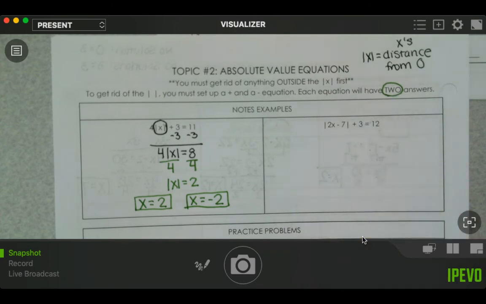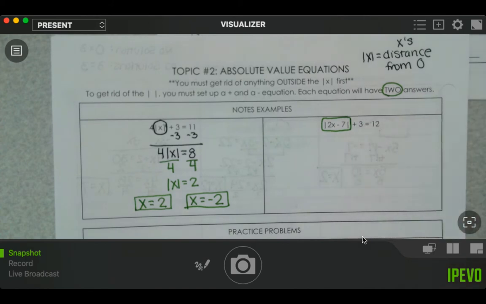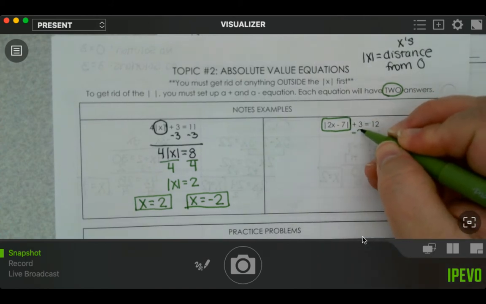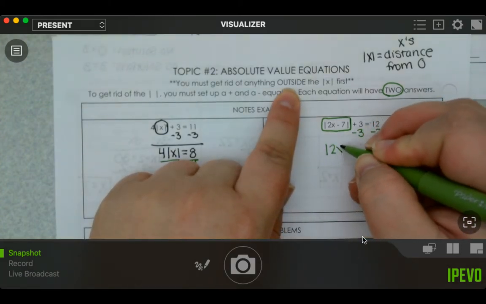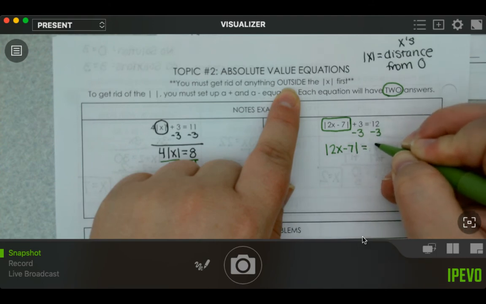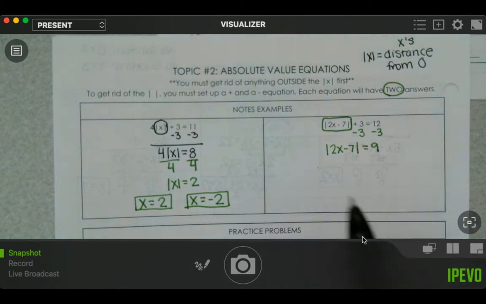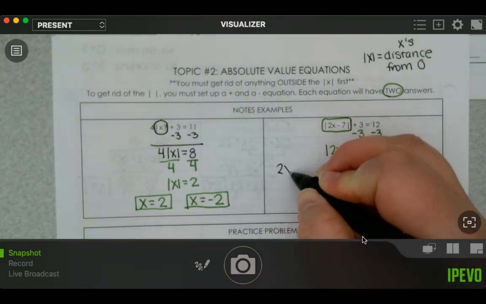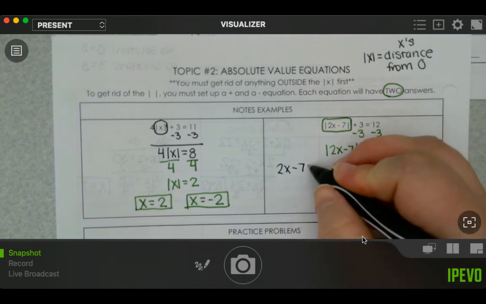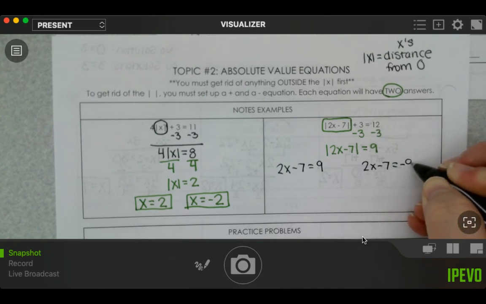Okay, let's look at this one. The only thing on the outside of the absolute values, which are here, is the plus 3. So we got to get rid of the 3. Because again, we're getting rid of anything on the outside first. And then I can't do anything else because everything else is stuck inside these two bars. So I have to skip to the next step, which is to set up a plus and a minus equation. So I'm going to have 2x minus 7 equals 9, and 2x minus 7 equals negative 9.